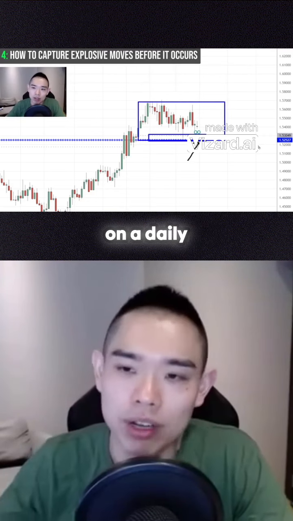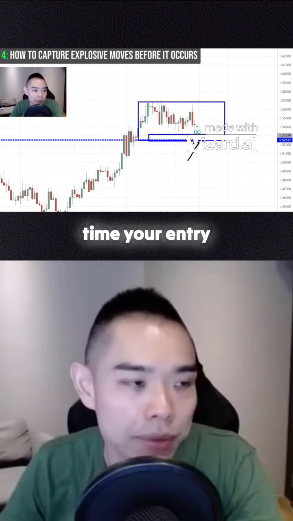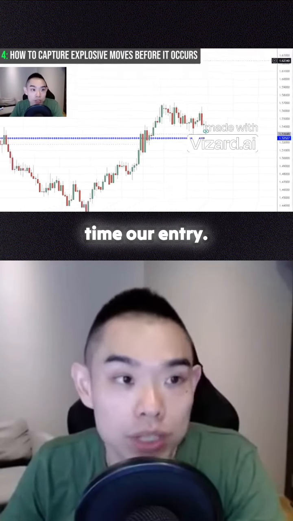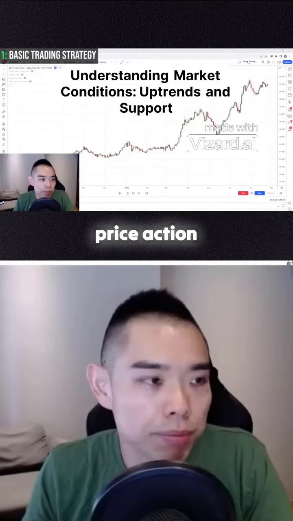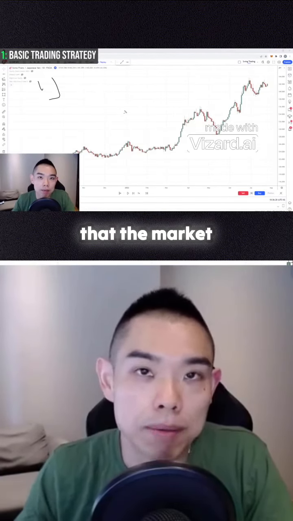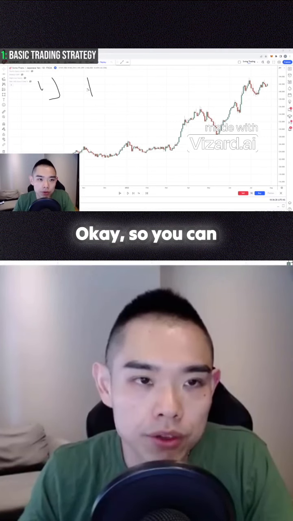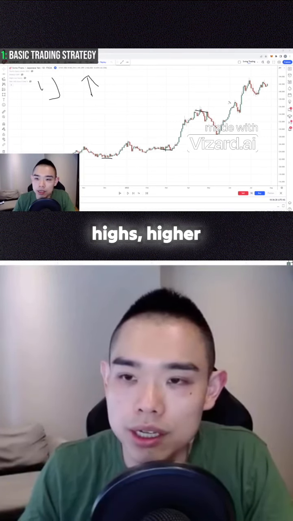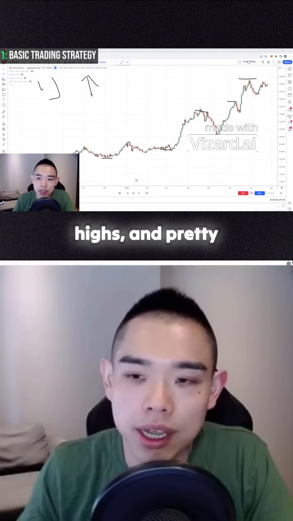support. But as you know, on a daily time frame, it can be difficult to time your entry at this area of value. So what we can do is go down to a lower time frame to time our entry. So for this basic price action strategy, we are looking for a few things. Number one, we are making sure that the market is in an uptrend. Okay, so you can see over here the price making a series of higher lows, higher lows, higher lows, higher highs, higher highs, higher highs, and pretty.